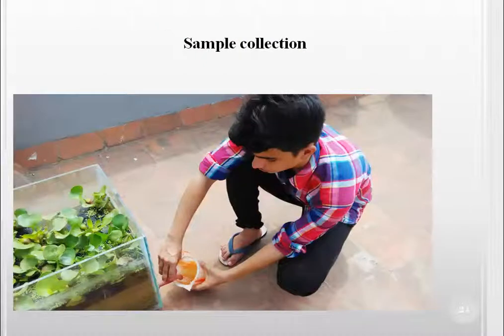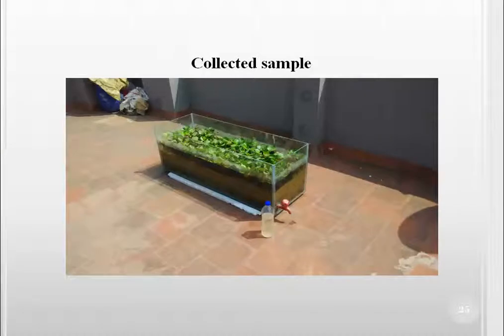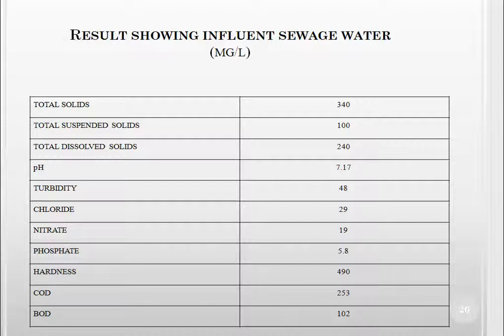Picture showing the sample collection. This is the sample collected from the system. Result showing influent sewage water. The total solids were 340 mg per liter, total suspended solids was 100 mg per liter, TDS was 240 mg per liter and the pH was 7.17, turbidity was 48, chloride was 29 mg per liter, nitrate was 19 mg per liter, phosphate was 5.8 mg per liter, hardness was 490, COD was 253 and BOD was 102.